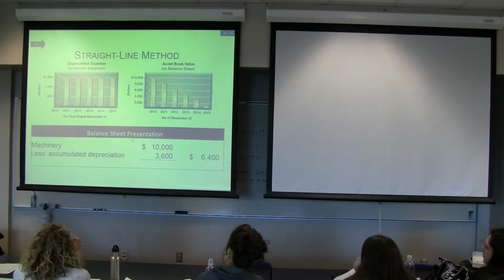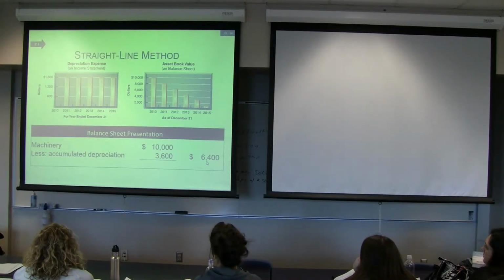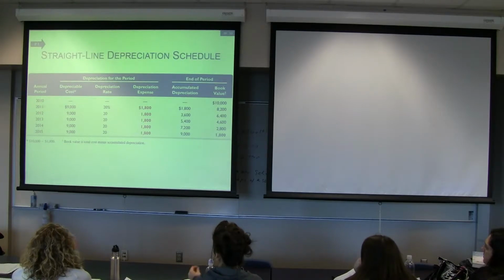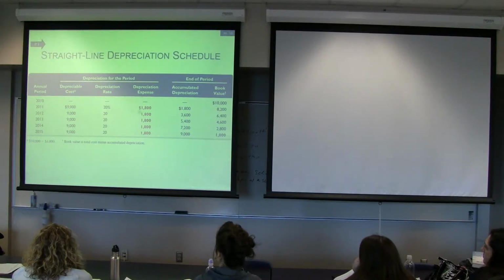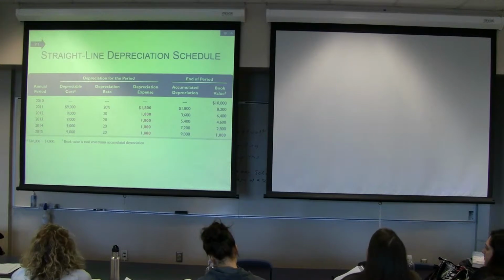Here's what it looks like on the balance sheet. You have the cost minus accumulated depreciation for the book value. Okay. Here's what it looks like in time. So here's the depreciable cost. Okay, that's the cost minus the estimated salvage value. 20% of that depreciable cost happens every year, which is $1,800, and the accumulated depreciation keeps increasing by $1,800 every year. The book value goes down by $1,800 every year. Does that sound pretty good? Yeah. All right, let's do this then.